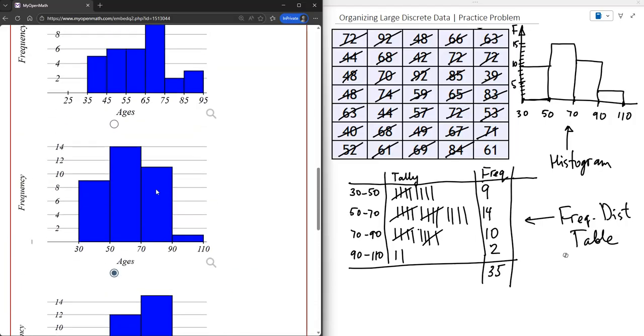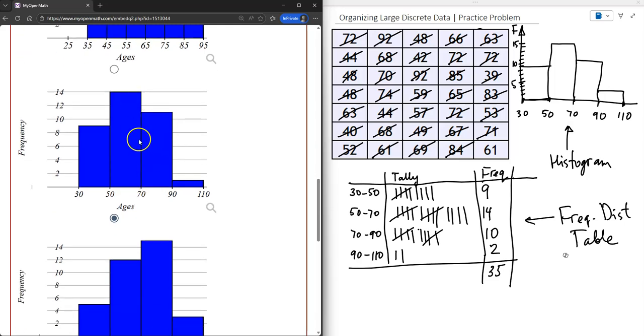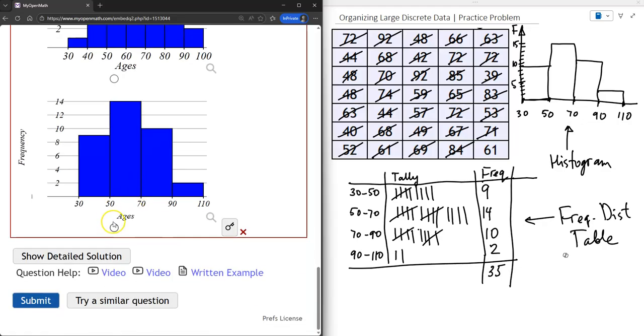Hold on. Oh my goodness. What a blunder. Of course it's this one, right?